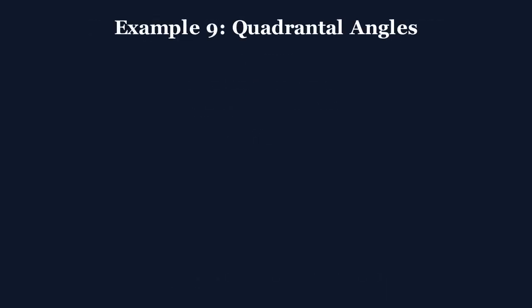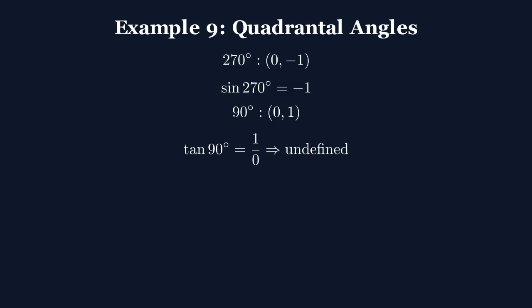Example 9. Evaluate sine 270 degrees and tangent 90 degrees. At 270 degrees, the unit circle point is (0, -1). Sine is the y-coordinate, so sine 270 degrees is -1. At 90 degrees, the unit circle point is (0, 1). Tangent is y over x, and x is 0, so tangent 90 degrees is undefined.